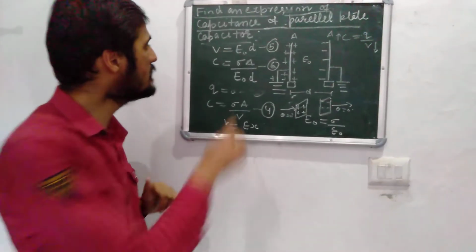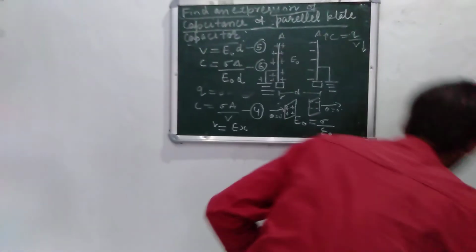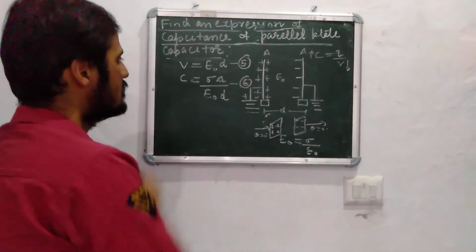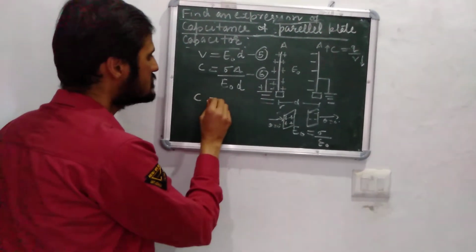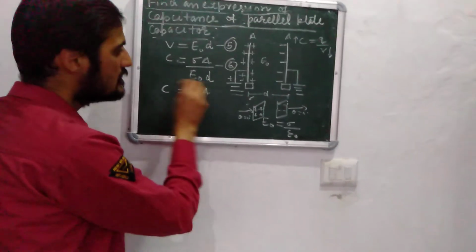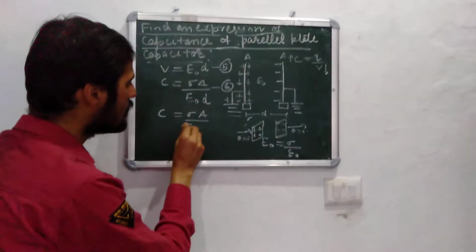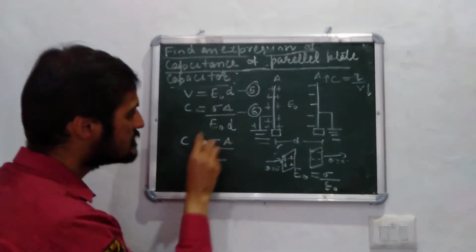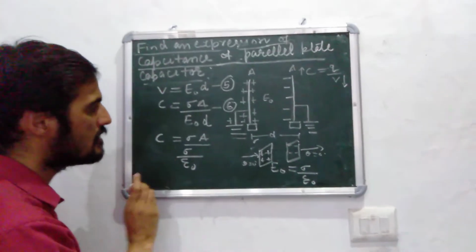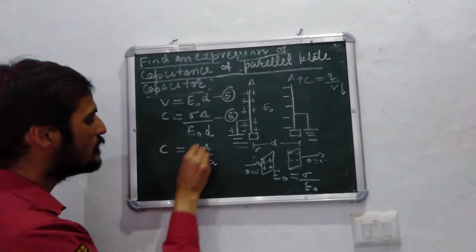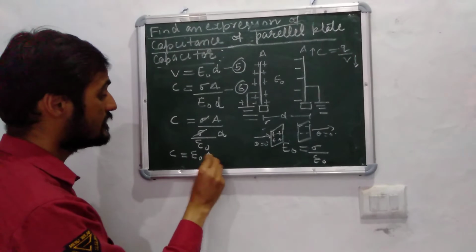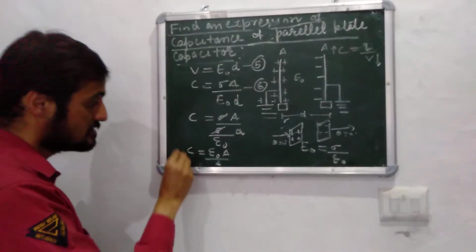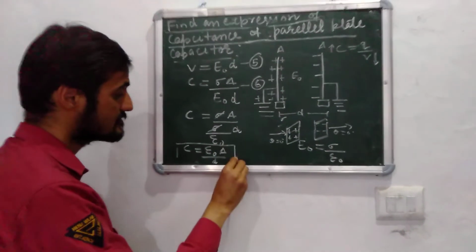Substituting this value in equation number 6, C is equal to sigma A divided by sigma upon epsilon naught, d. Sigma cancels out, and C is equal to epsilon naught A upon d. This is the required expression.